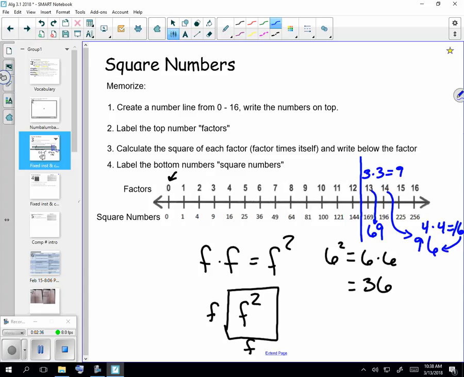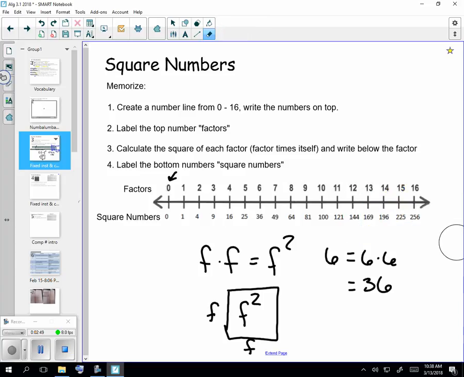You get that 6. 15 squared, you have 225. 5 times 5 equals 25. 16 squared you will just have to memorize. I suggest having a copy of this in your notes.